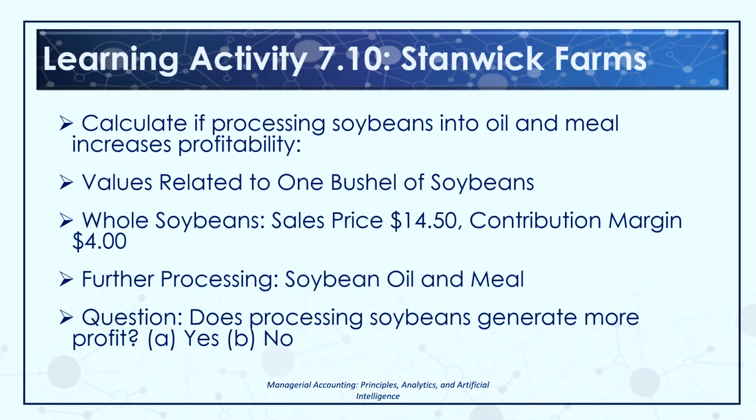Now complete Learning Activity 7-10. Stanwyck Farms processes soybeans. They can sell soybeans as is or process further into soybean oil and soybean meal. Your job is to determine whether processing generates more profit. Compare the contribution margin of selling whole soybeans to the contribution margin of selling the processed products. Pause here and work through the activity. Once you've finished, check your answers with the solutions provided in the back of Chapter 7.